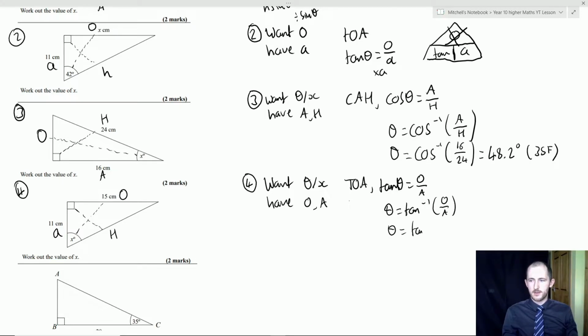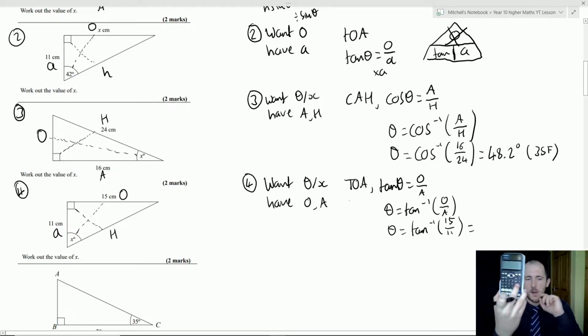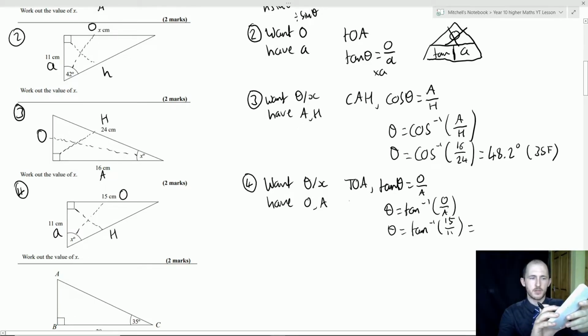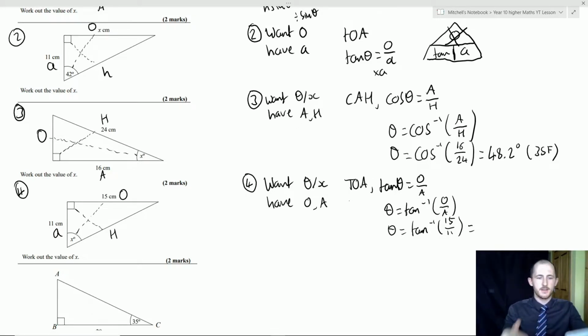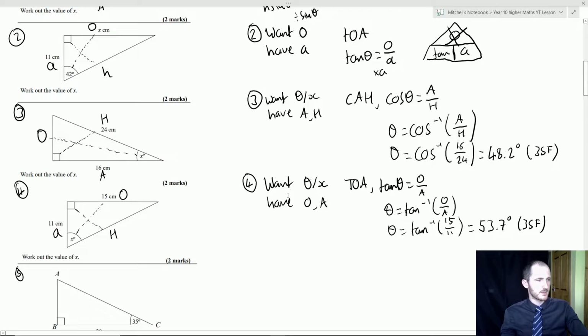So I'm going to write this all down, and again, if you look at your calculator, opposite is 15, adjacent is 11. Look at your calculator, where it says tan, in a different colour, it'll also say tan to the minus 1, so you go shift tan. Opposite is 15, 11 is the adjacent, so we have 53.7 degrees. Again, to 3 significant figures. And that should be the answer. Give me a second just to make sure you're okay with that.